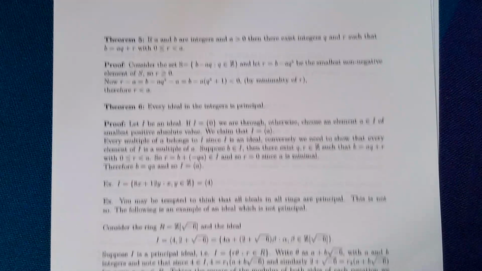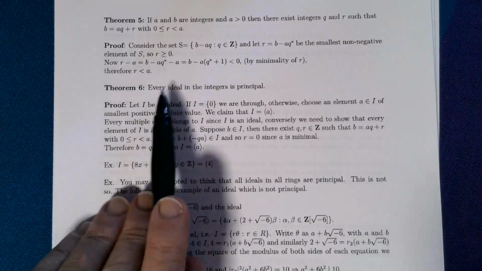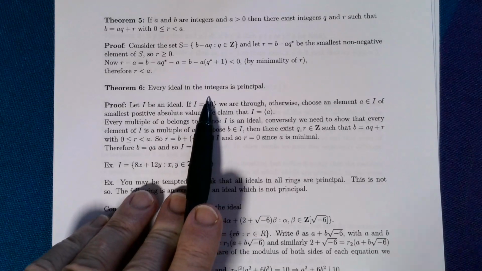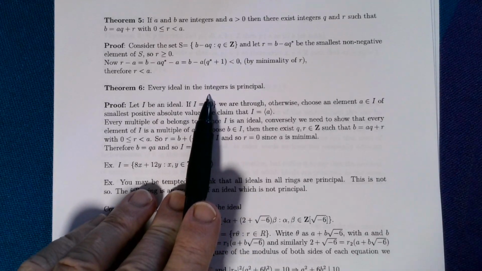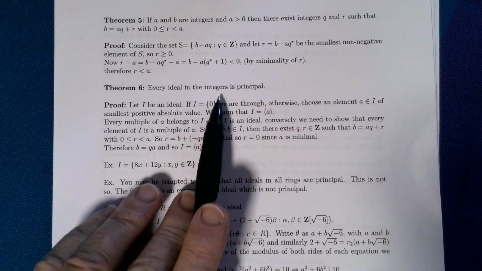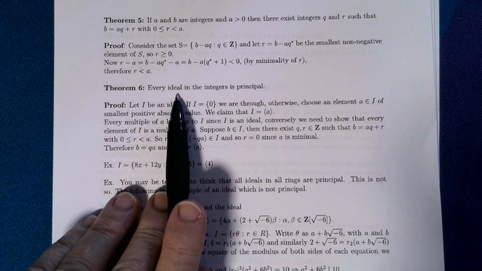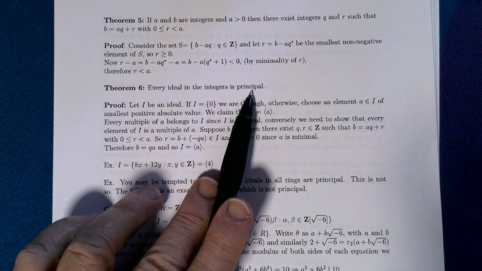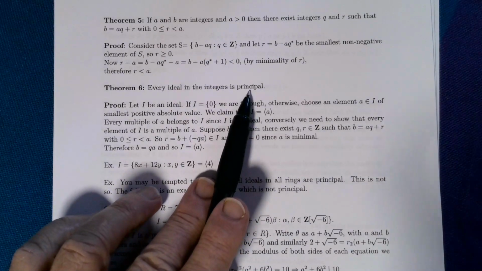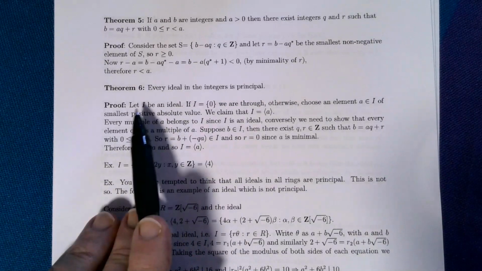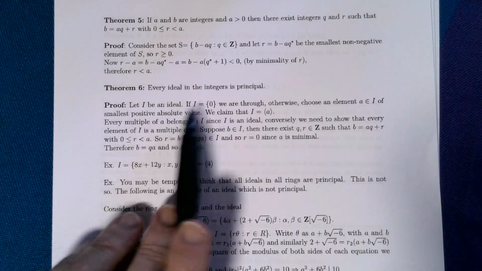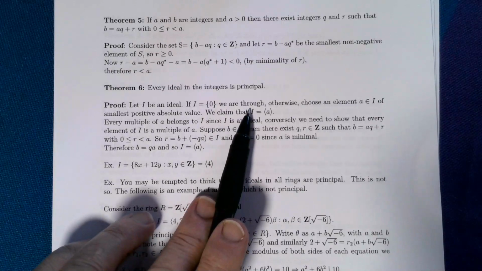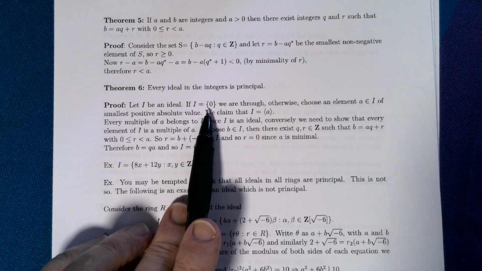From this we can now prove that every ideal in the integers is a principal ideal. Remember, a principal ideal is one which has one single generator. So no matter what sort of ideal you take in the integers, it has to be principal, and the proof just follows by using the division algorithm. So we take an ideal I. If it just consists of 0, then we're finished, because it's obviously principal, generated by 0.